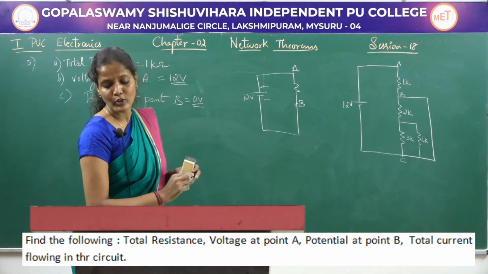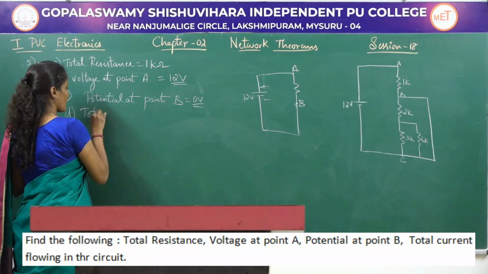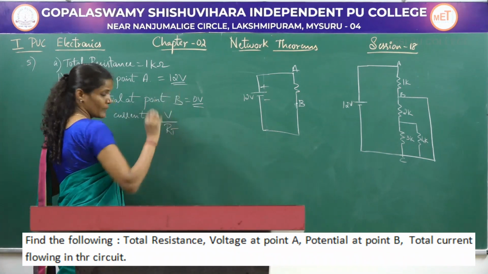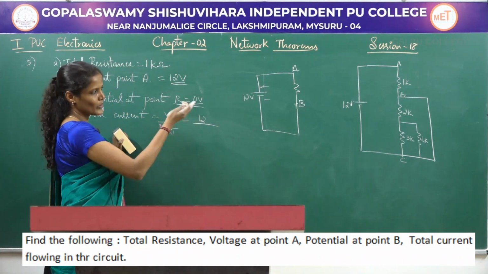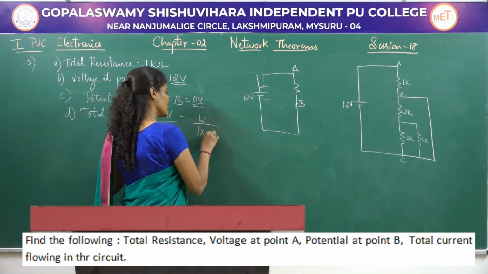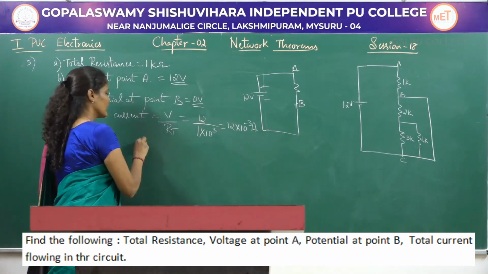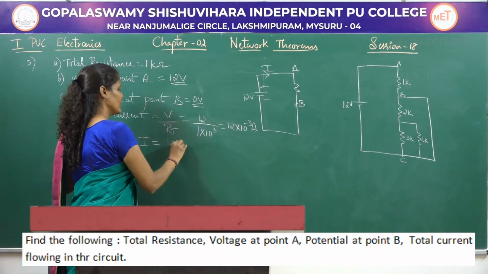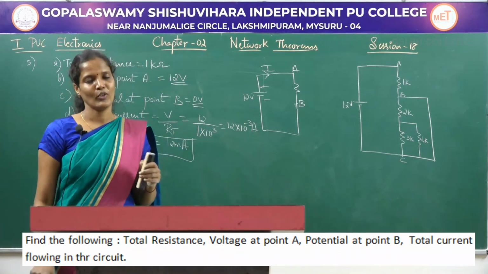Finally, you have to find out the total current flowing in the circuit. So the total current is equal to V divided by R total. V is equal to 12 volts, R total is just equal to 1 kilo ohm because 2k, 3k and 4k will be completely neglected. So 1 into 10 to the power of 3. So 12 into 10 to the power of minus 3 amps, or total current I which is flowing in the circuit will be equal to 12 milliamps. So this is the final answer for the current flowing in the circuit.